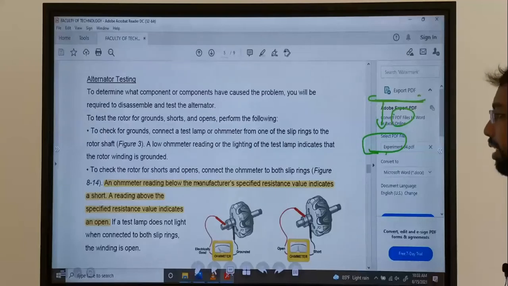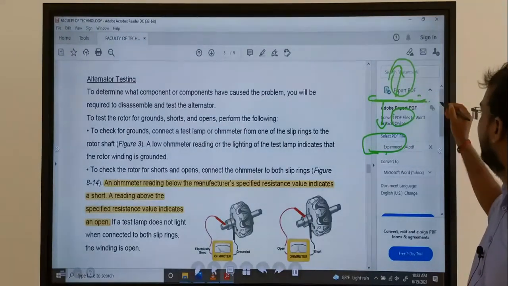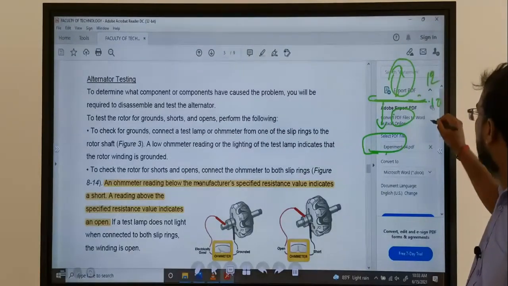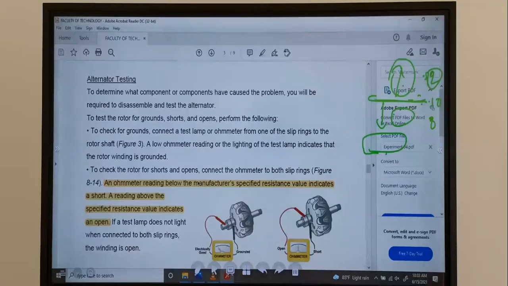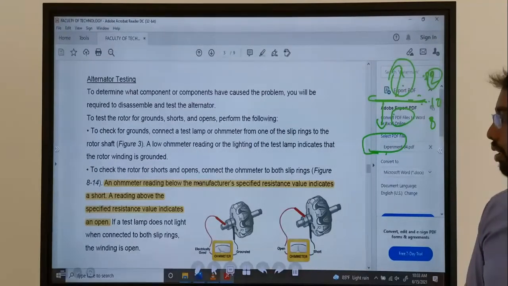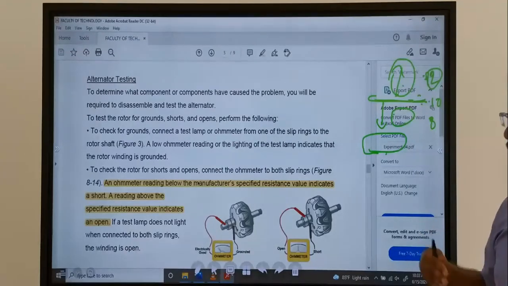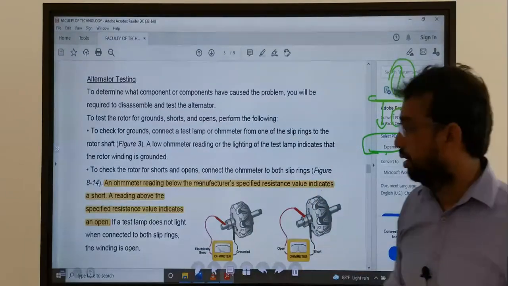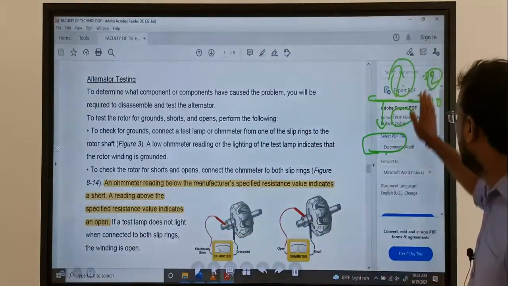But if the reading is above the manufacturer's value, for example 12 where it should be 8, that's an open circuit. Open circuit means it is not connected, not a complete circuit. Short circuit means there is another line or bypass line. An open circuit is completely open, so there is no complete circuit, and the resistance goes high.